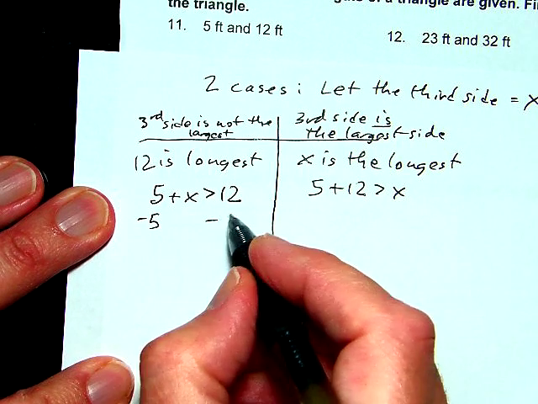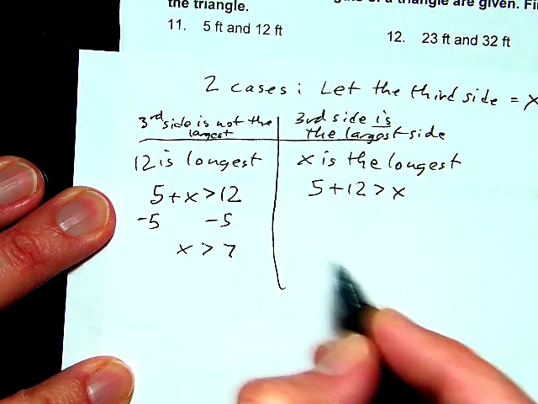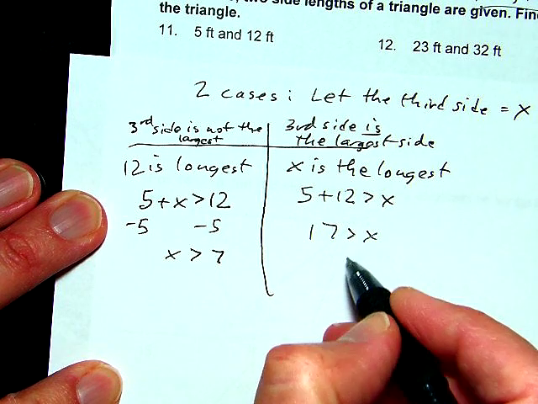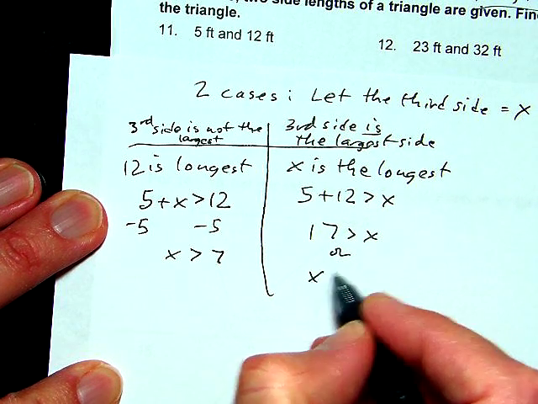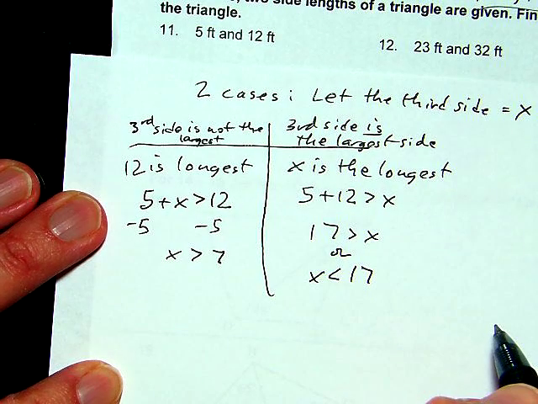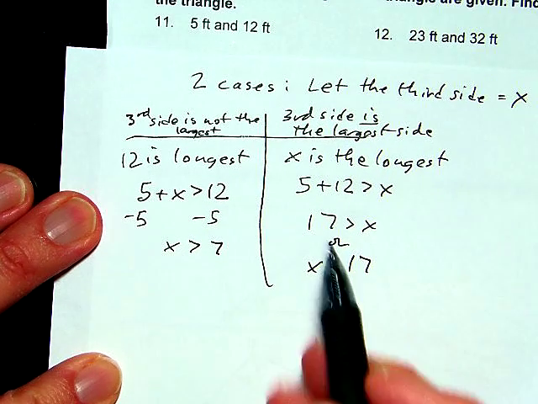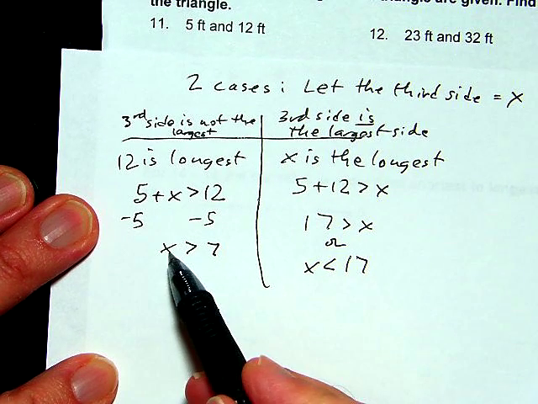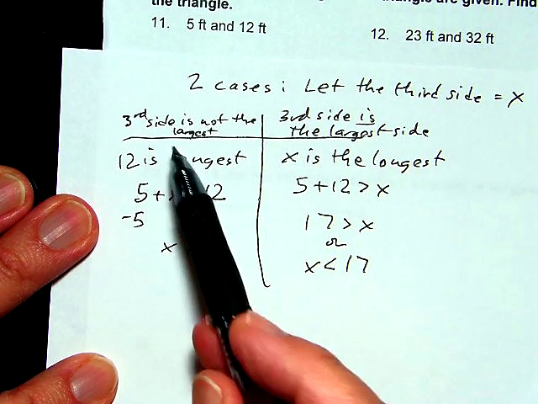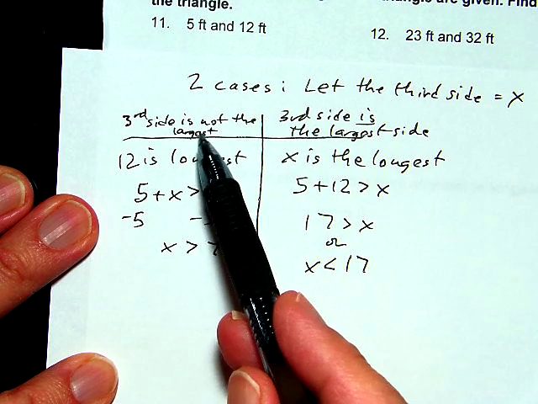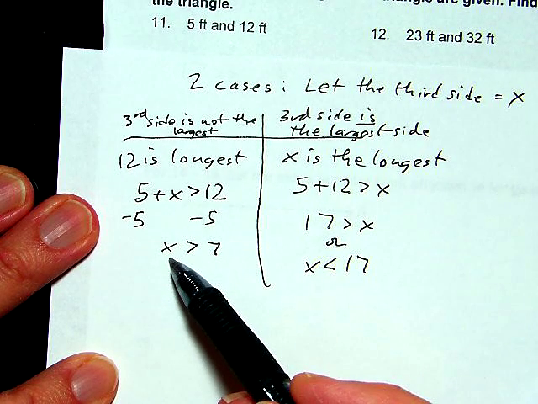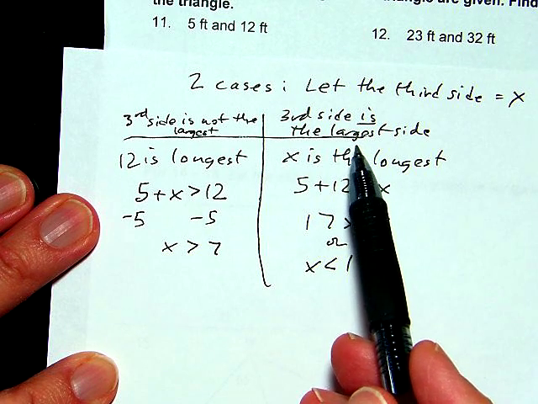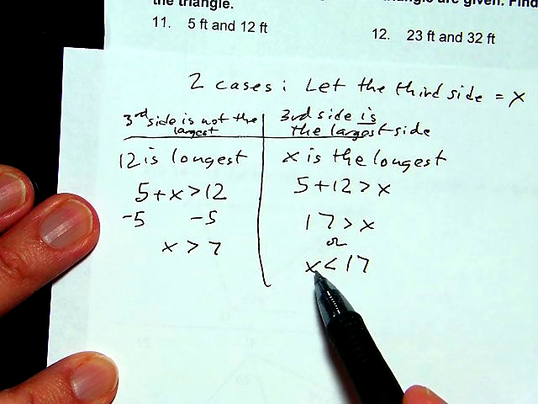So let's solve these two inequalities. If we subtract 5 from both sides here, we get x has to be greater than 7. And we have 17 is greater than x, which is the same thing as saying x is less than 17. Well, if you think about it for a moment, both of these have to be true at the same time. Because x greater than 7 is only true as long as the third side isn't the longest side. But as x gets larger and larger, it reaches a point where it becomes the largest side. And once it becomes the largest side, it has to still be less than 17.